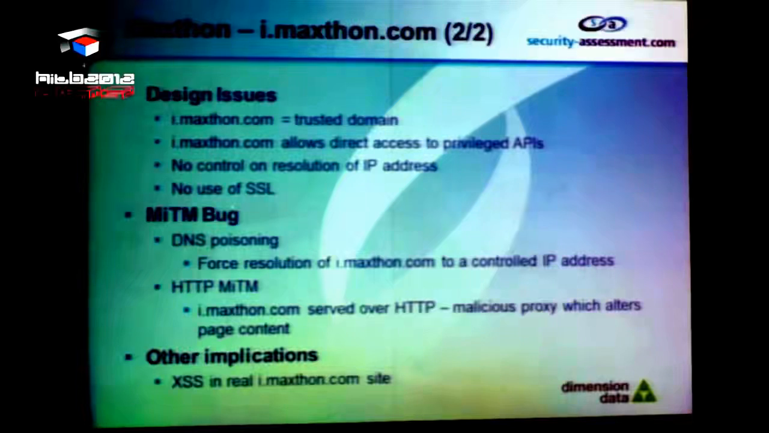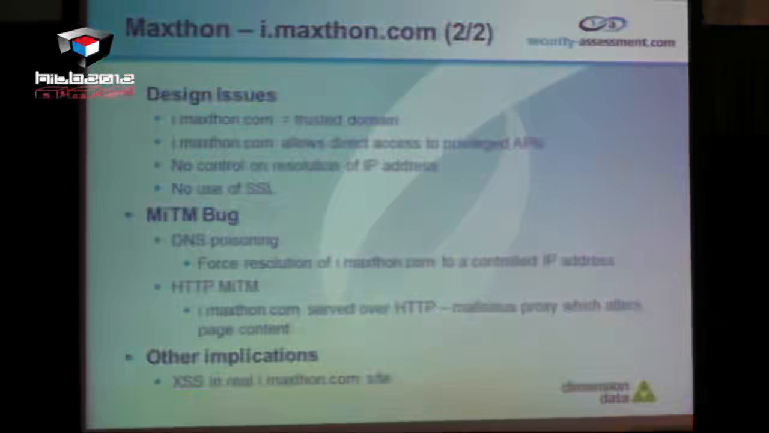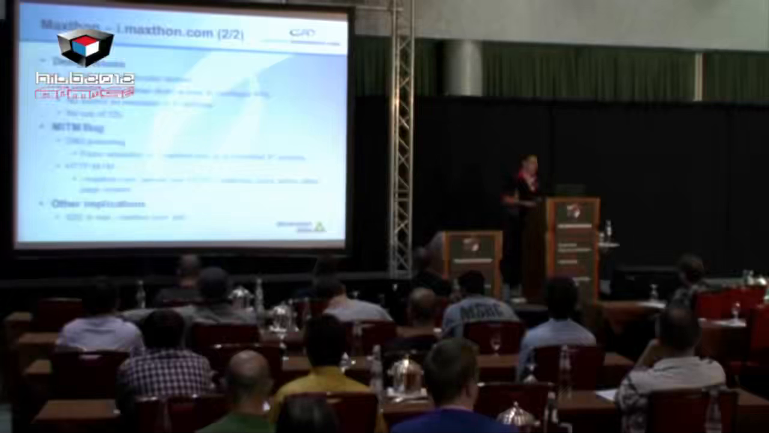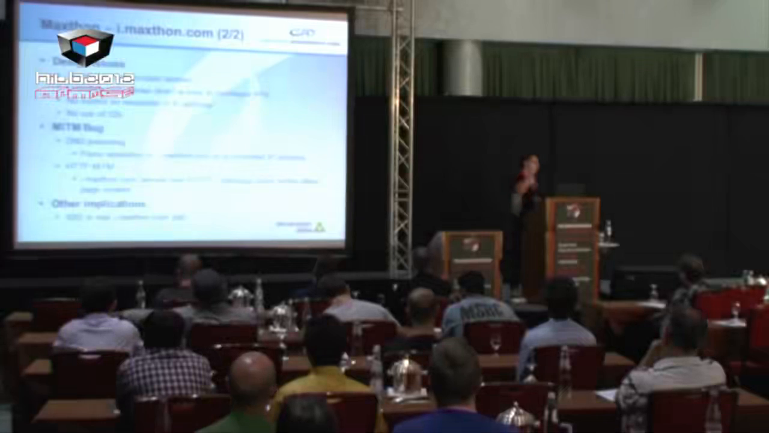The thing is, there is no control of the resolution of the domain name, and there is no SSL, so by default it's always HTTP. So basically what is possible is a man in the middle. If there is a DNS poisoning, you can resolve imaxthon.com to another IP you control, and there you can have JavaScript invoking such objects and then compromise the user. Or you can compromise the user over HTTP using a malicious proxy. Or if you have a cross-site scripting in the real website, maxthon.com, again, you can totally compromise the user.